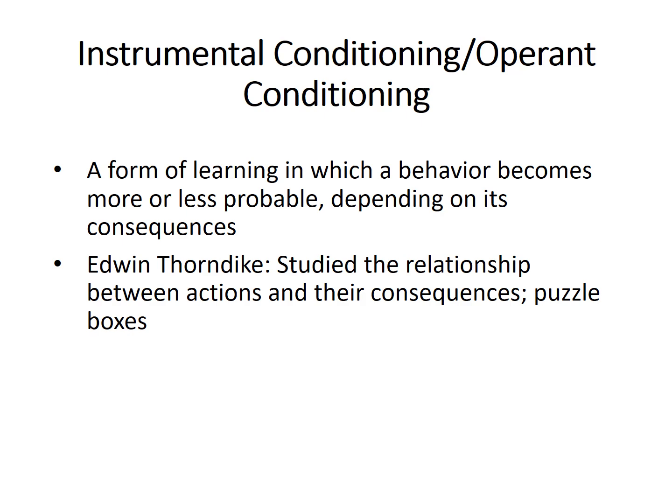Operant conditioning was initially called instrumental conditioning by Edward Thorndike. He studied the relationship between actions and their consequences using something called a puzzle box. The term operant conditioning was put into play by B.F. Skinner. The definition for operant conditioning is a form of learning in which a behavior becomes more or less probable depending on its consequences.